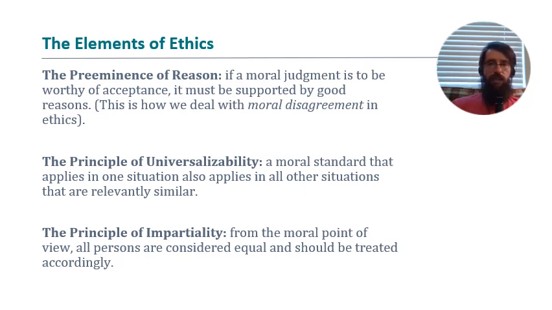All right, another way into seeing what our subject matter or topic is in this course is by thinking about these elements of ethics that we get in chapter 1. So the first is called the preeminence of reason. What is that? It's a very basic idea. The idea is that if we're going to think something is right or wrong, so we make a moral judgment, then our judgment has to be supported by good reasons. So in other words, in the domain of morality, when we think about ethics, reason is to be our guide. Reason can help us see our way forward.